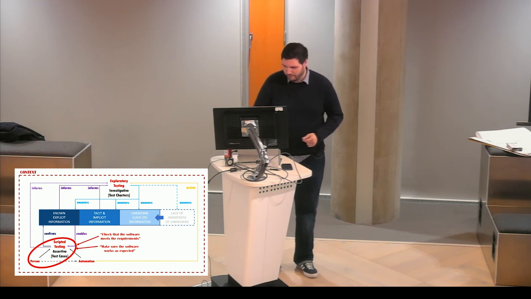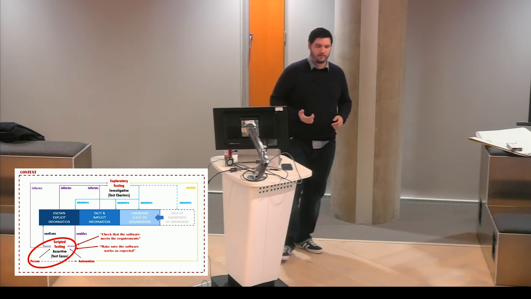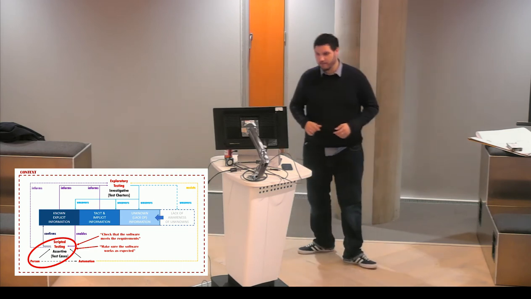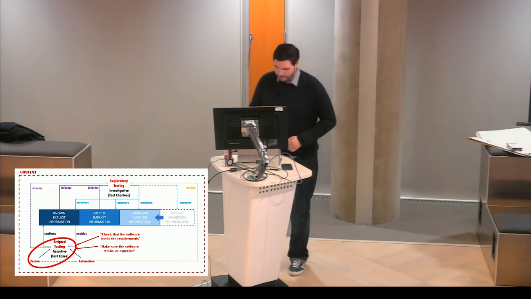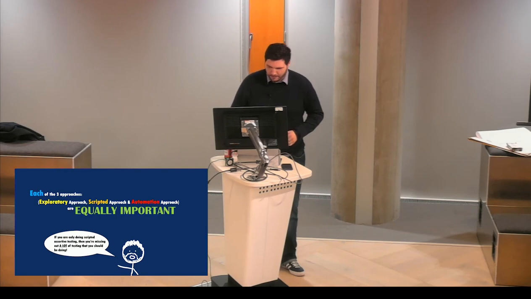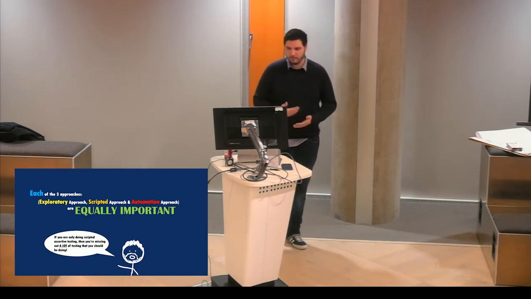And like I said before, checking that the software meets requirements and making sure the software works as expected is kind of this scripted thing. And that's where the 100% automate everything comes from. But there's a whole host of stuff at the top. So the three approaches are really important: exploratory approach, scripted approach, and automation.